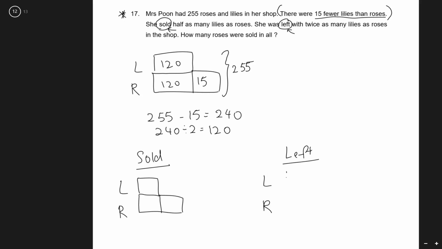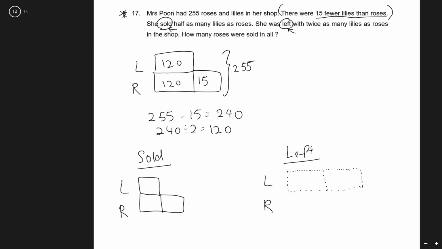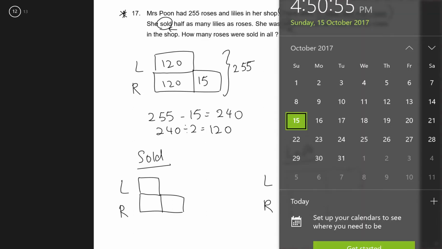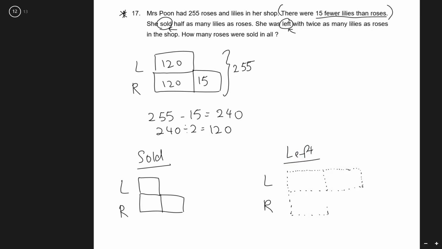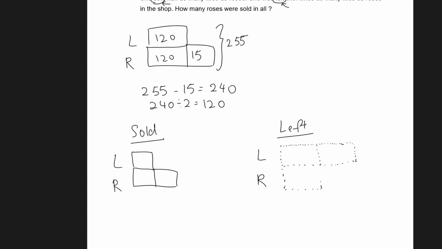So what I'm going to do is, if you have a different color, you can do that. For me, I'm just going to dot it to show that the units here aren't the same as the ones for sold. She was left with twice as many lily. So this dotted one is trying to tell you that the dotted 1 unit here doesn't mean the same as 1 unit here. Okay, you know what I'm trying to say, right?